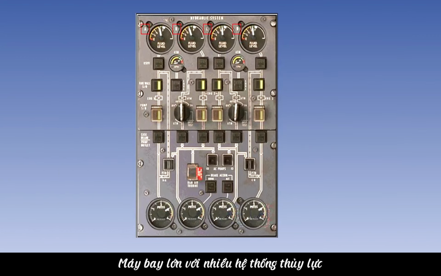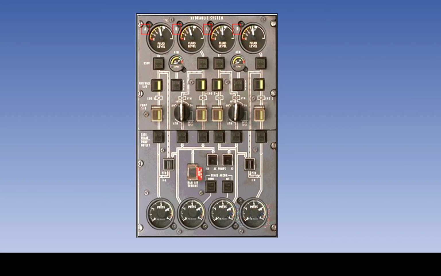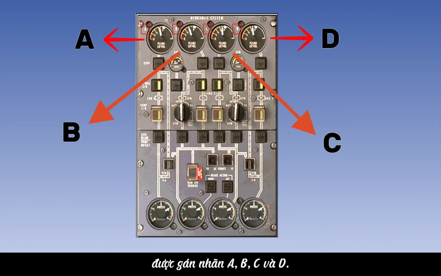Large aircraft with multiple hydraulic systems need fairly sophisticated control and indicating systems. Shown here is a typical hydraulic control and indicating panel from the flight engineer's station of an older large airliner with 4 separate hydraulic systems, labelled A, B, C and D.